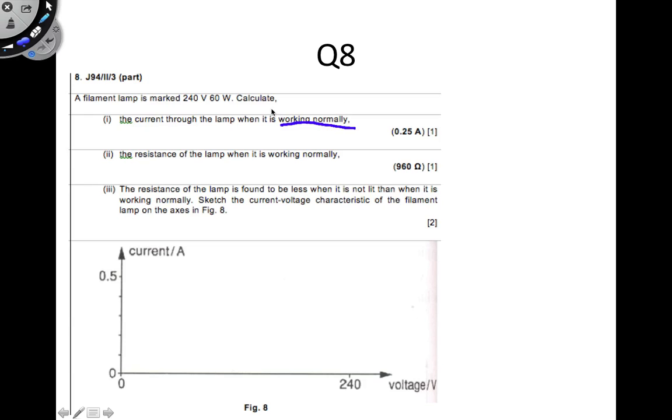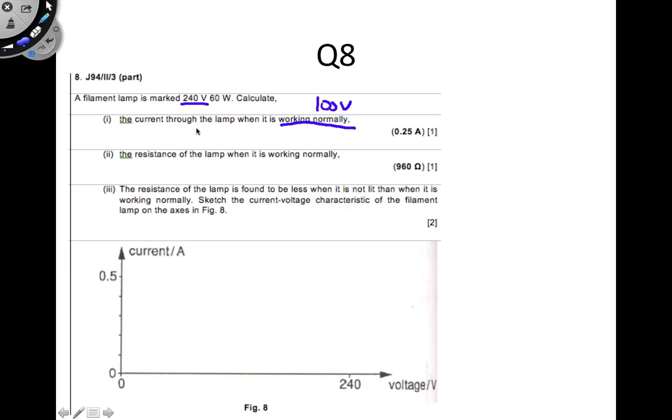When you want the lamp to work normally, if it's marked as 240 volts, it means that you need to supply 240 volts. It doesn't mean that when you supply less than 240 volts, let's say 100 volts, the lamp will not work. The lamp will work, as you've seen in the practical that we just did. When you use a smaller potential difference, the lamp will not glow as bright. This is because of the power. We'll show you how to do it later.